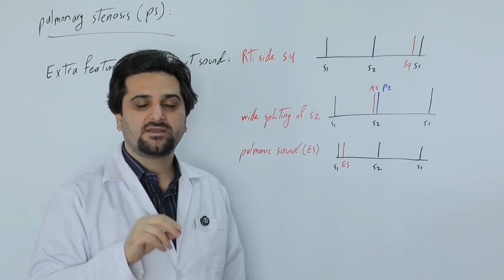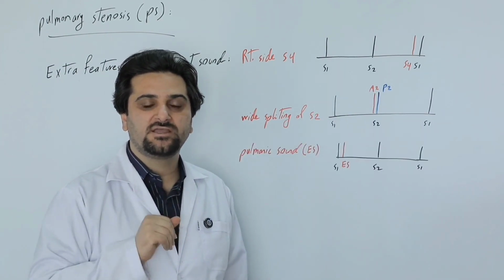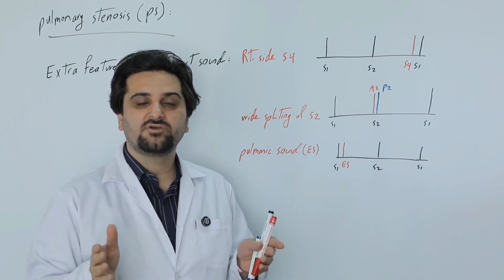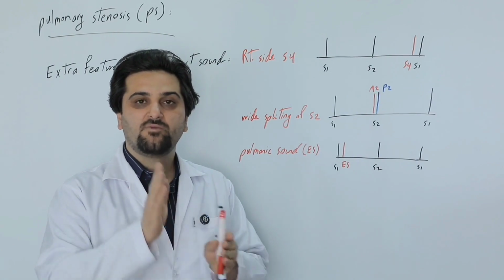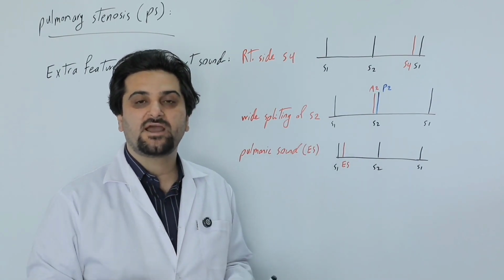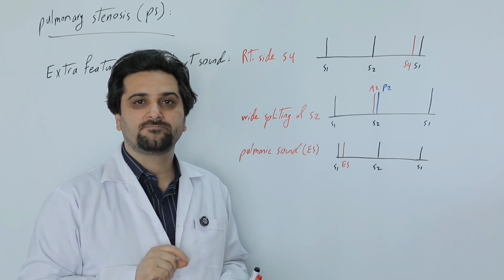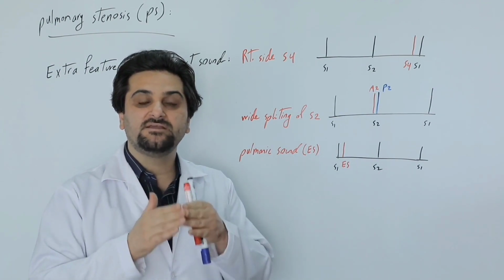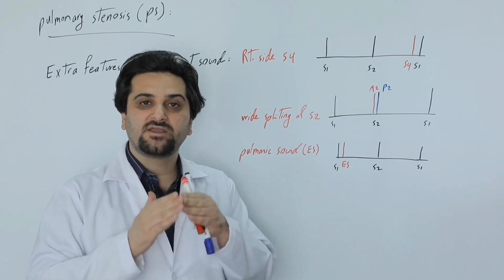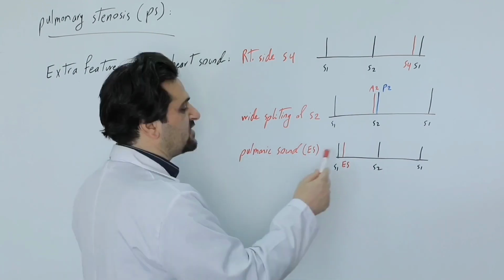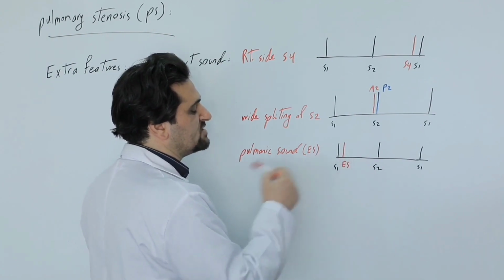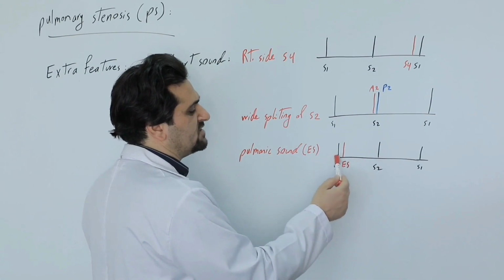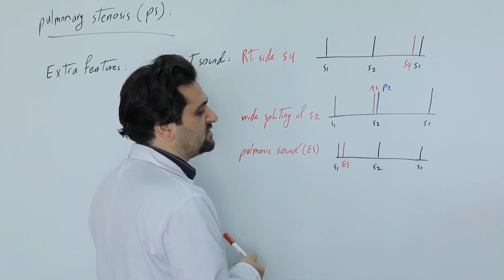The next abnormality is the ejection sound or ejection click. This means the sound of the pulmonic valve opening. As you know, heart sounds are usually due to the closing of the valves, and the opening of a valve does not normally produce a sound, unless that valve is abnormal. In a patient with pulmonary stenosis, because the leaflets become thickened, stiff, and abnormal, the opening of the valve also produces a sound, and since the valves open at the beginning of systole, the ejection sound or ejection click is heard immediately after S1 at the start of systole.